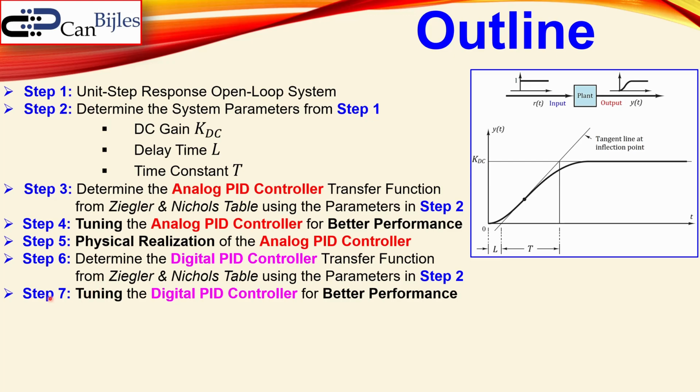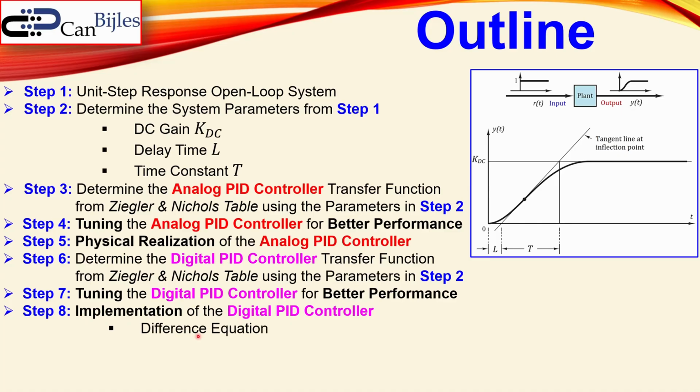So in step 7 we'll look at how much improvement we need, and we will also discuss that in great detail. Also we will implement the PID controller in the digital domain. First we will look at the difference equation, and then we will look at the realization diagram to implement that in any device you want for this digital PID controller.